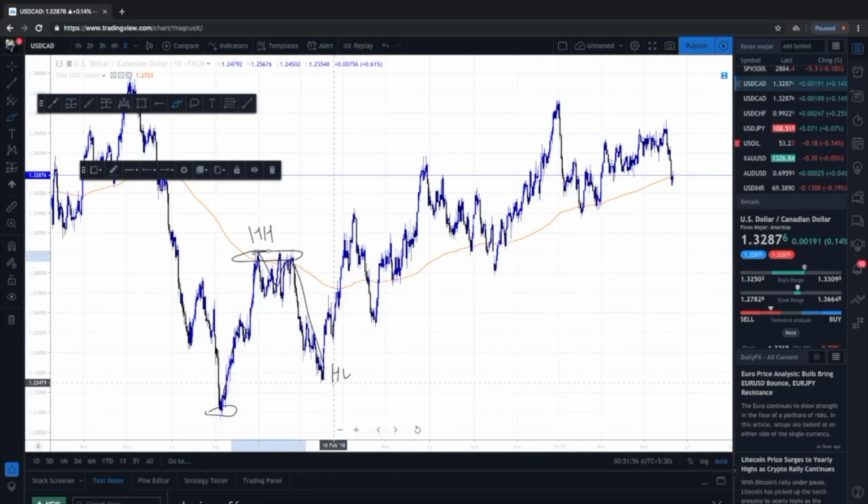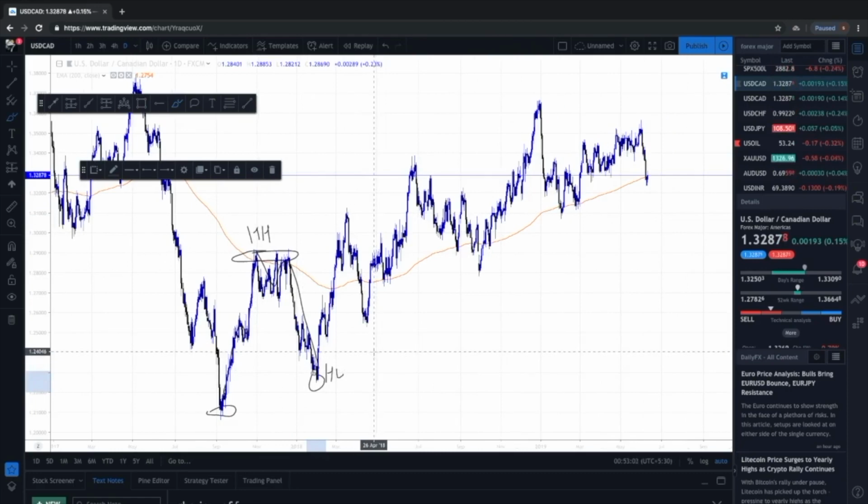When the price moved back down, at this point some buyers jumped in and the price again started to move up. So it created a higher low. Before, when the buyers were in control, they created a higher high, and when the sellers came in, they created a higher low. So this is how a higher high and higher low is created in a trending market.